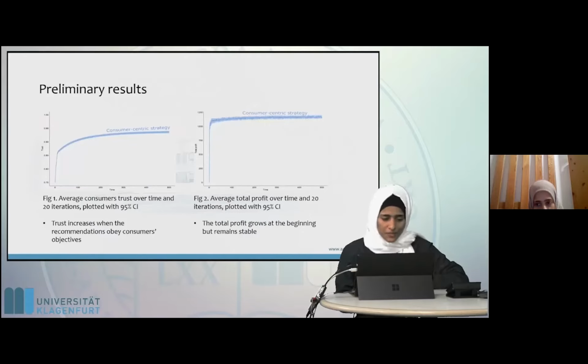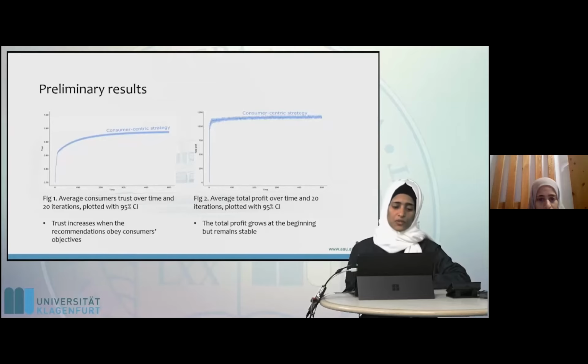As preliminary results, what you see here are the first results when the platform provider applies a strategy that maximizes the utility of the consumers. So we call this strategy consumer-centric strategy. As you can see here, we have two figures. Figure one shows the average consumer's trust over time of 20 iterations. The x-axis represents time and the y-axis represents trust. The other figure shows total profit over time. The x-axis represents time and the y-axis represents total profit.